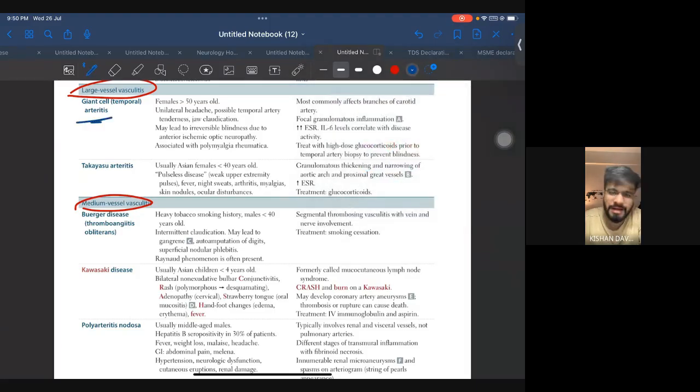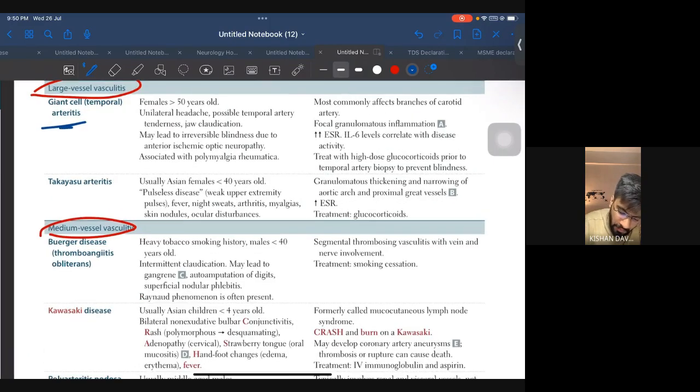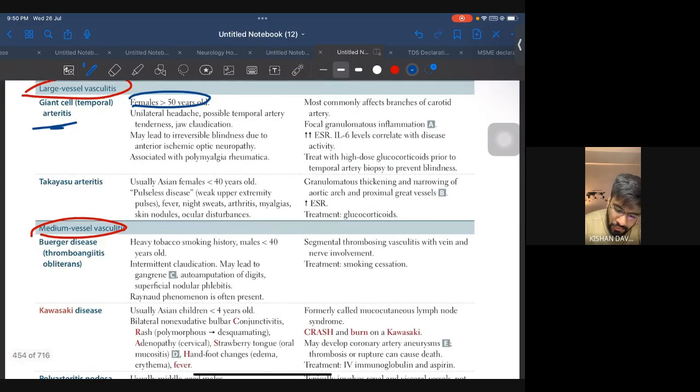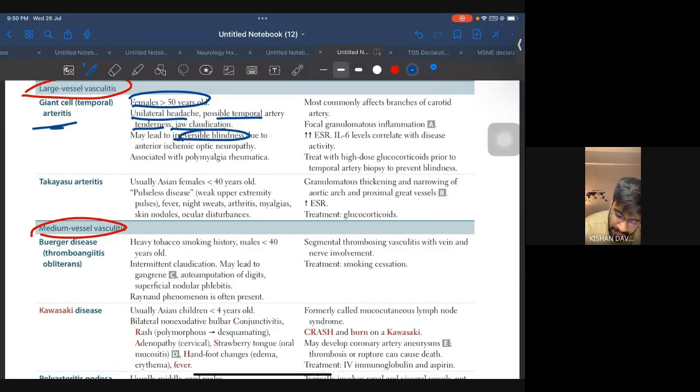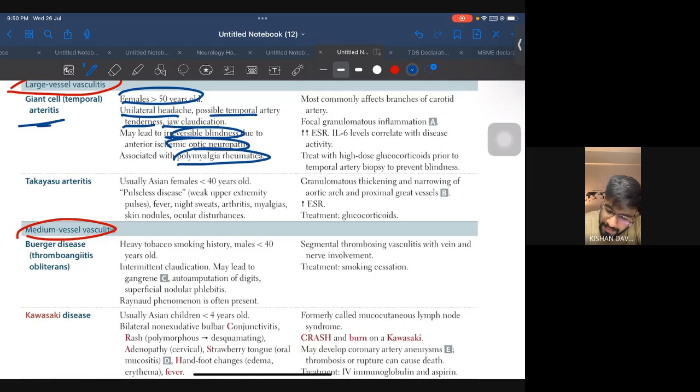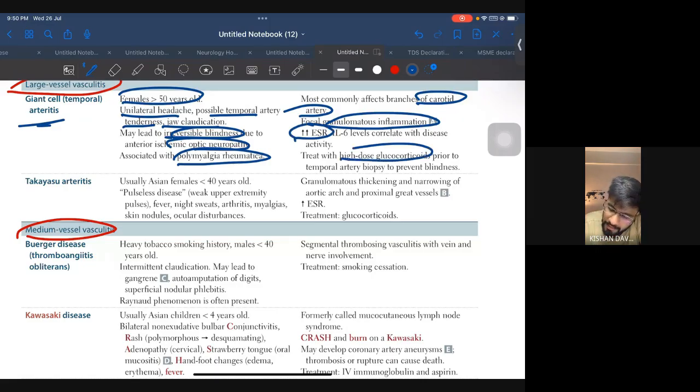Large vessel vasculitis, that is giant cell temporal arteritis. So first of all, they will give it a female greater than 50 years age, unilateral headache, possible temporal artery tenderness, and jaw claudication. First, let's just underline what is important. Then I'll give you a case. May lead to irreversible blindness due to optic neuropathy, associated with polymyalgia rheumatica. Most commonly affects branches of carotid artery, focal granulomatous inflammation, ESR increase, treat with glucocorticoids prior to temporal artery biopsy to prevent blindness. See, each and every point is important.